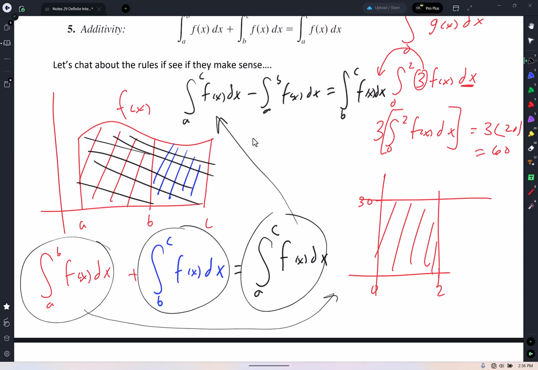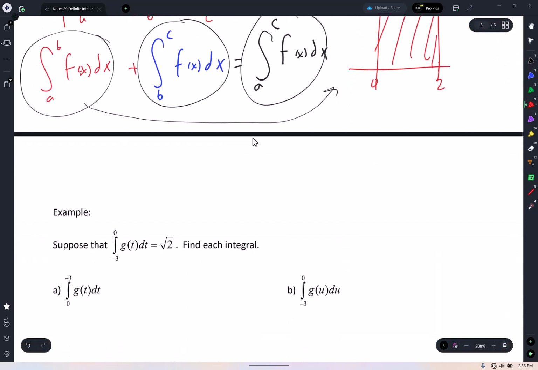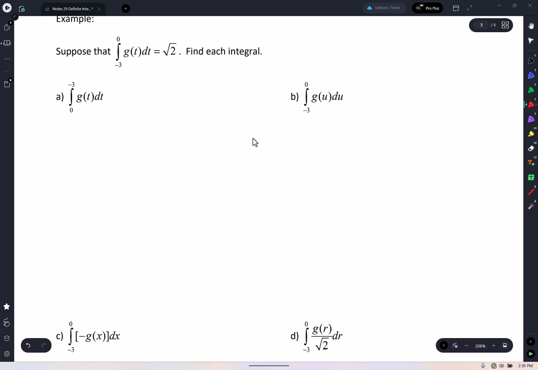But yeah, do you see how that makes sense, guys? Like if I want this region here, you can just move that to the right, and you go that minus this one will give you this one in blue. Okay, perfecto. Okay, go to the next page. We're done. Now we're just going to use our properties.